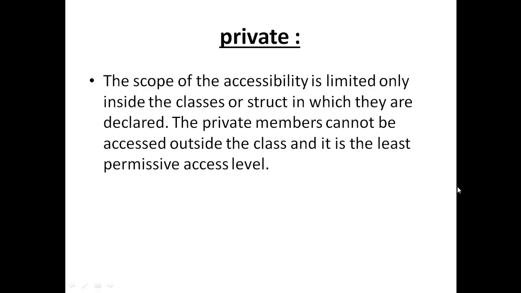The next is private. The scope of accessibility is limited only inside the class or struct in which they are declared. The private member cannot be accessed outside the class, and it is the least permissive access level. It means if you have a derived and base class and you have declared any function private in the base class, then you can't access that function in the derived class.